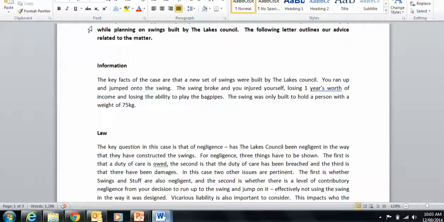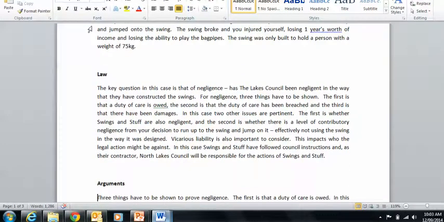Okay, the law. We've said the big picture issue is negligence. Has the Lakes Council been negligent? And look, I didn't mention it was the Lakes Council. It is a council matter that you deal with in your exam, and I have mentioned which council it is there, okay? But if you call it Brisbane City Council or Logan Council, it wouldn't matter. And has the Lakes Council been negligent in the way they've constructed the swings? That probably should be a question mark there, just quietly. That'd be better. Three things have to be shown. The first is the duty of care. I've gone through these things.